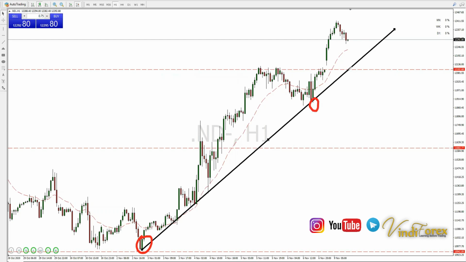So you can see that now this horizontal structure that we drew, they're sort of merging around about that area. They are sort of meeting at that particular area. So that's what we call confluence. So step two, we're done. Step one was to draw the horizontal support and resistance.